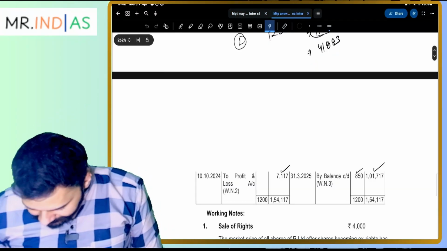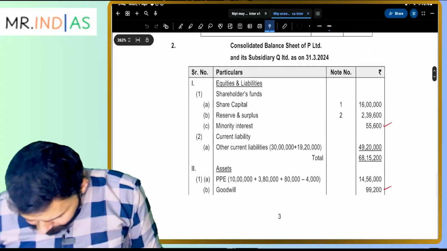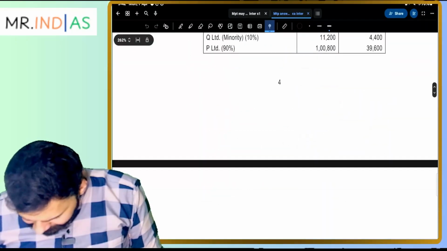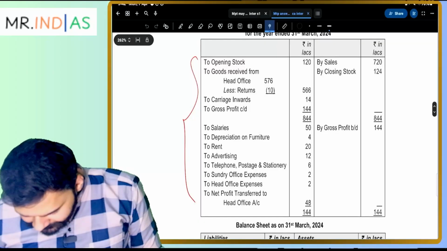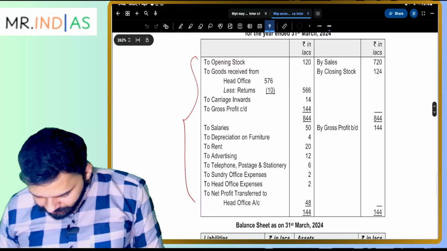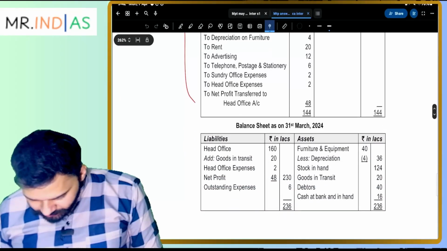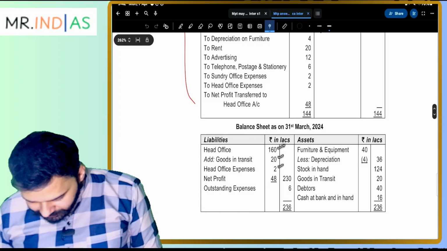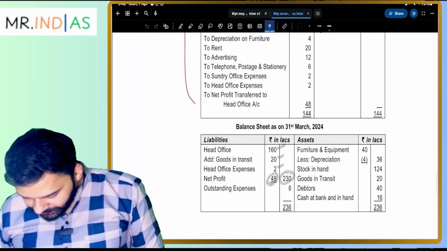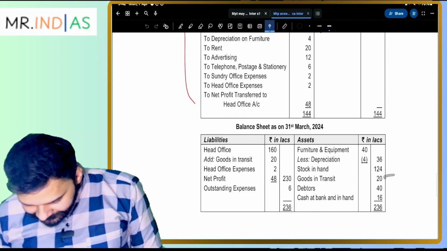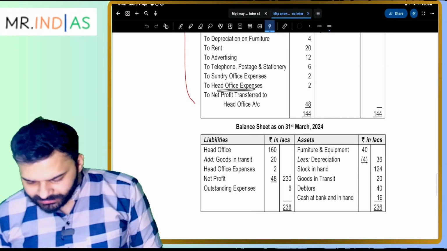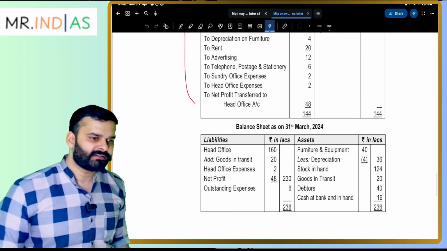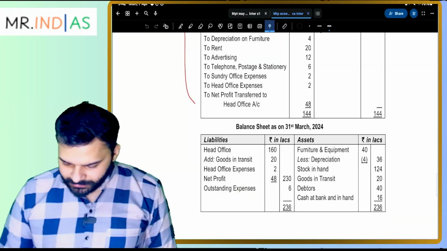So let's see the answer. You will get more clarity on it. This is the consolidated balance sheet we had done and considered so far, no problem at all. So this is the reduction from goods received from HO. The net profit is 48. HO balance is 160 plus 20 plus 2 plus profit, total 230. GIT will come as 20. Centralized office expense, this is 2. They charge it as a head office expense. You can mention it as a centralized office expense. There is no problem at all.